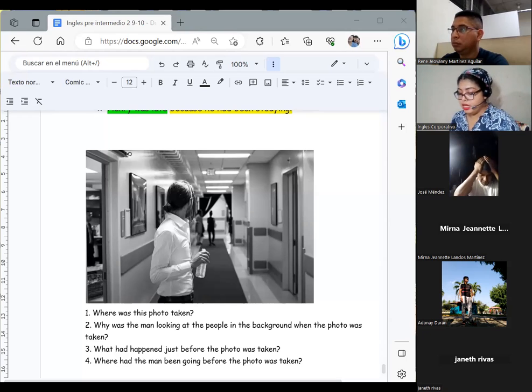Okay, so in this case, we're going to end the activity with those answers, I guess. If you have some answers to put in the chat, you can do it already, but we are going to continue. The photo was taken in a clinic, okay?